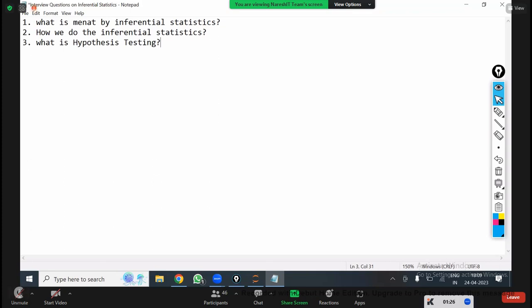So the next question is, what is the difference between null hypothesis versus alternate hypothesis? Before this question, they could ask what is null hypothesis and what is alternate hypothesis. Instead of asking two different questions, they'll ask for the difference, and then null and alternate will both automatically be included.